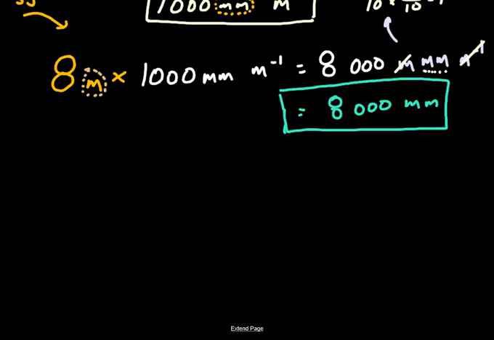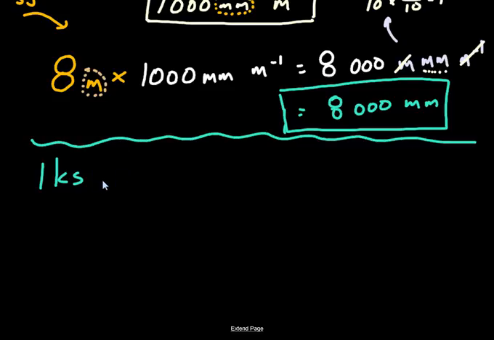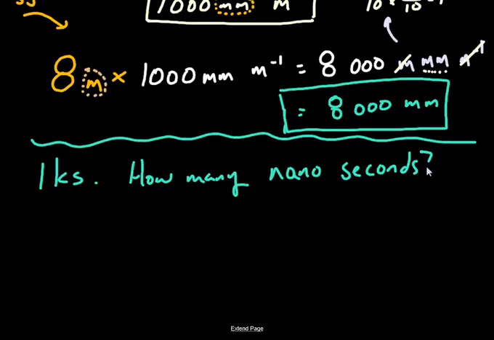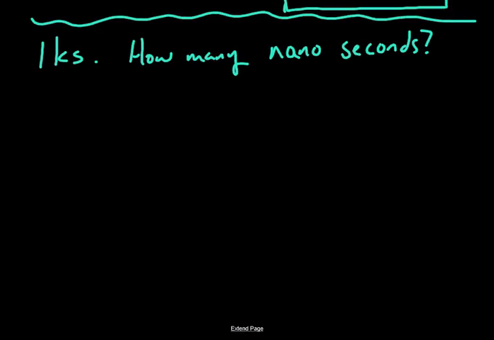Okay, I'm going to speed up a little bit here, but what if you have 1 kilosecond? So this is the next example. You have 1 kilosecond. How many nanoseconds is this? So you might have to go to a reference sheet if you don't know, but we'll just throw this over here on the side.